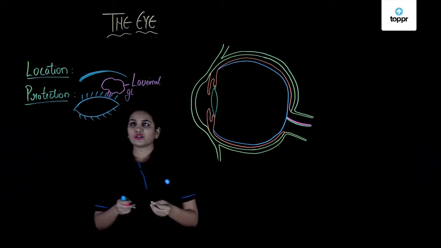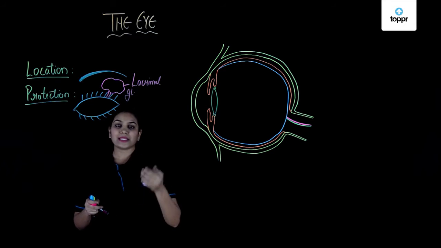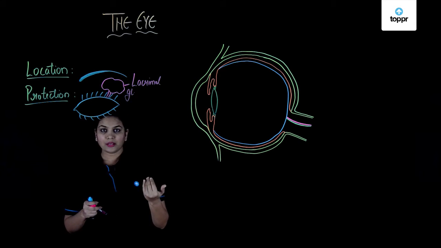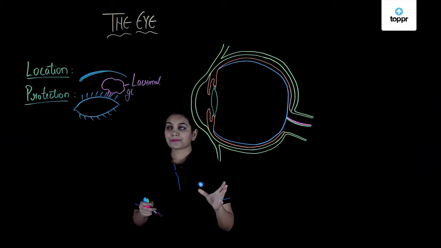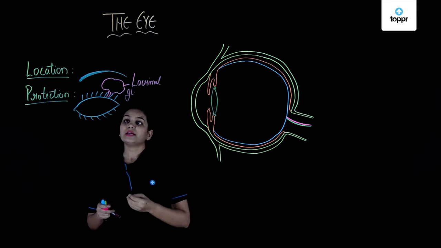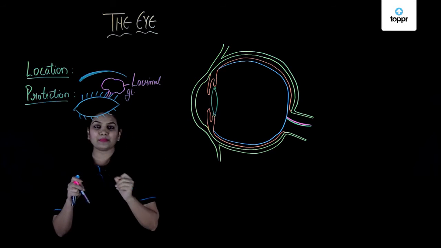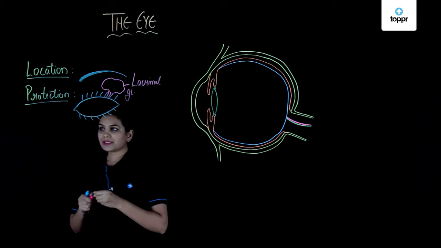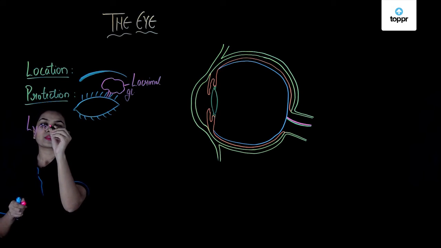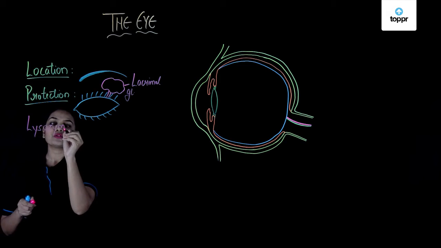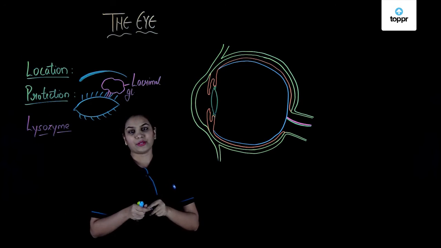Now what is the function of this fluid, the tears? Firstly, the tears help in lubricating the eye, okay. The entire surface of the eye is covered by this fluid substance. Next, the tears also have an antimicrobial property, and this is due to the presence of lysozyme. Lysozyme is an enzyme which is antimicrobial in property.